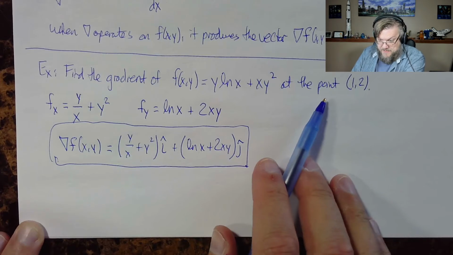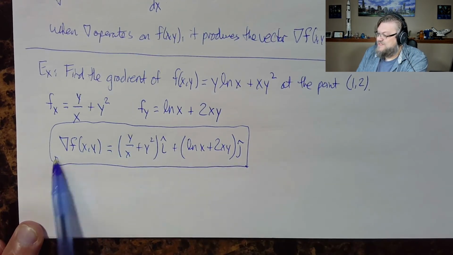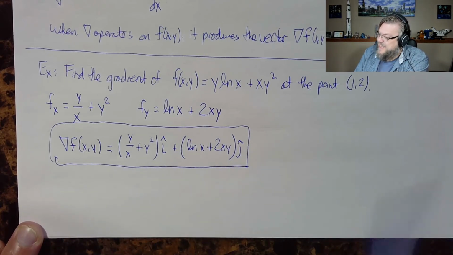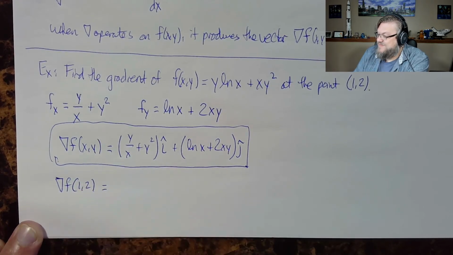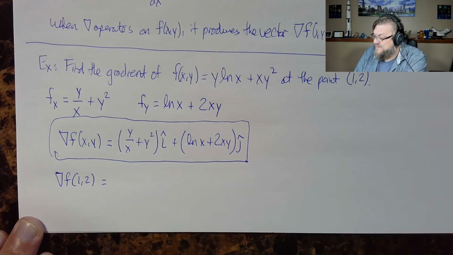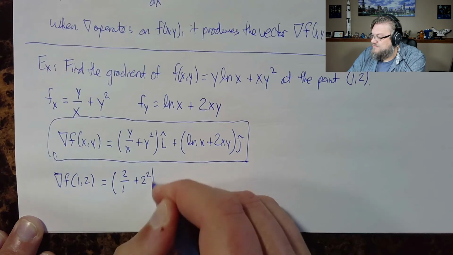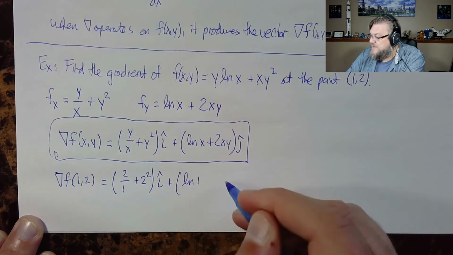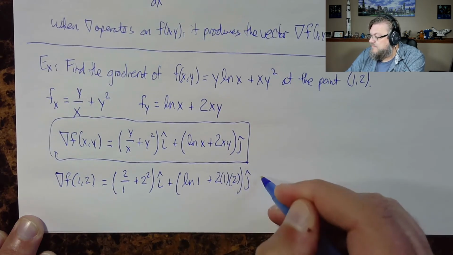Okay, they didn't ask for that. They asked for the gradient at a specific point, but I will ask you for this multiple times, right? So this is what I mean by the gradient at any xy, right? But now specifically, I want to find the gradient at 1, 2. So this is just as easy as plugging in 1 for x and 2 for y. So I'm going to end up getting 2 over 1 plus 2 squared i plus natural log of 1 plus 2 times 1 times 2 j.